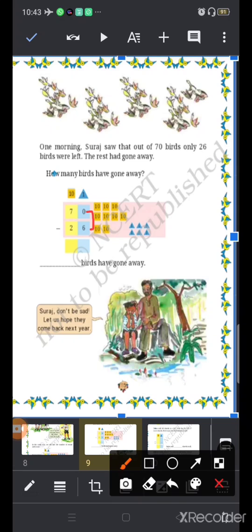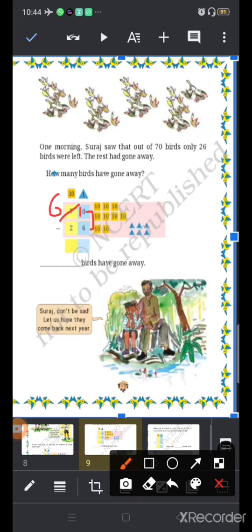We'll borrow one from its neighbor. Who is the neighbor? 7. 7 is the neighbor of 0. So 7 will give one to 0. So 0 becomes 10 and 7 becomes 6, isn't it? Okay. Now we can subtract because now 10 is a bigger number. 10 is greater than 6.